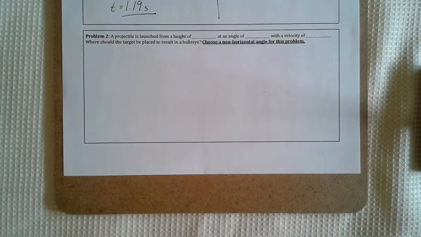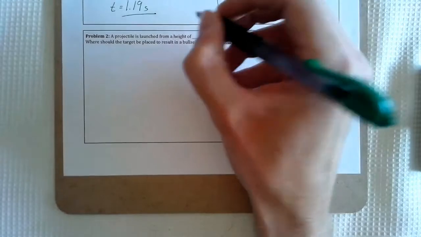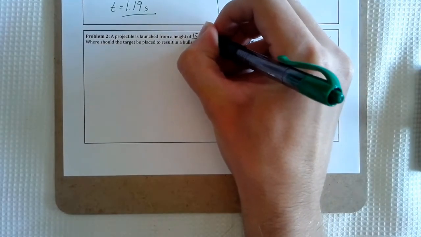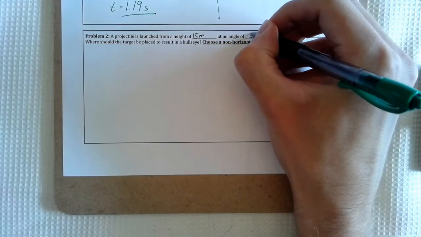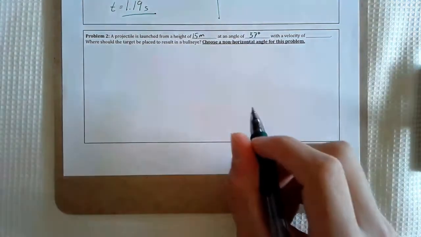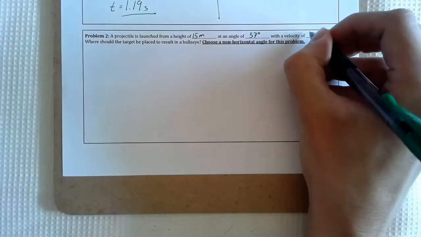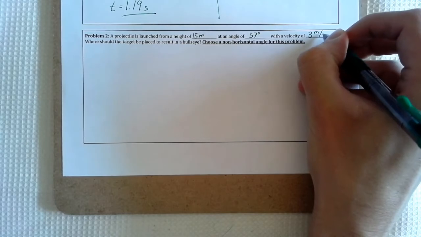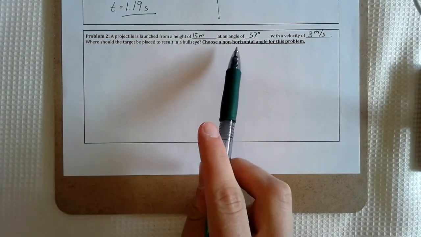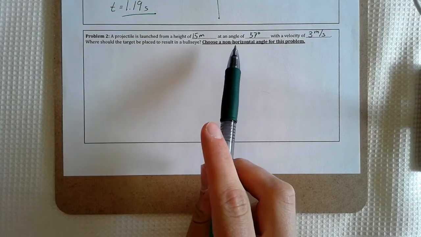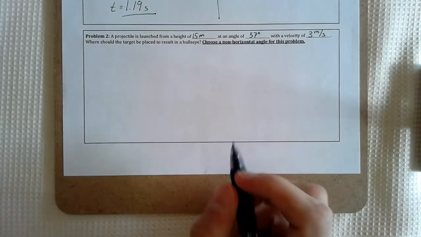All right, here's another problem. This one is going to have a non-horizontal launch velocity, so it's a little bit trickier, but not too bad. Let's just go with a height of 15 meters. So projectile launch from a height of 15 meters at an angle of 57 degrees, just like the ketchup, and velocity of 3 meters per second. Where should we put the target? And check, we did choose a non-horizontal angle because it's more fun.